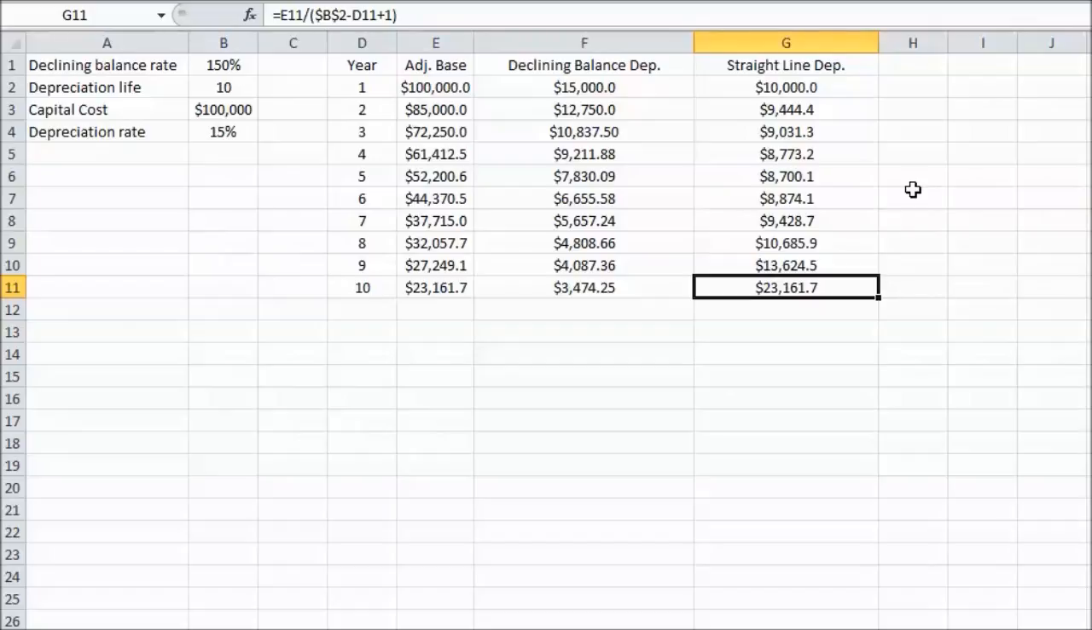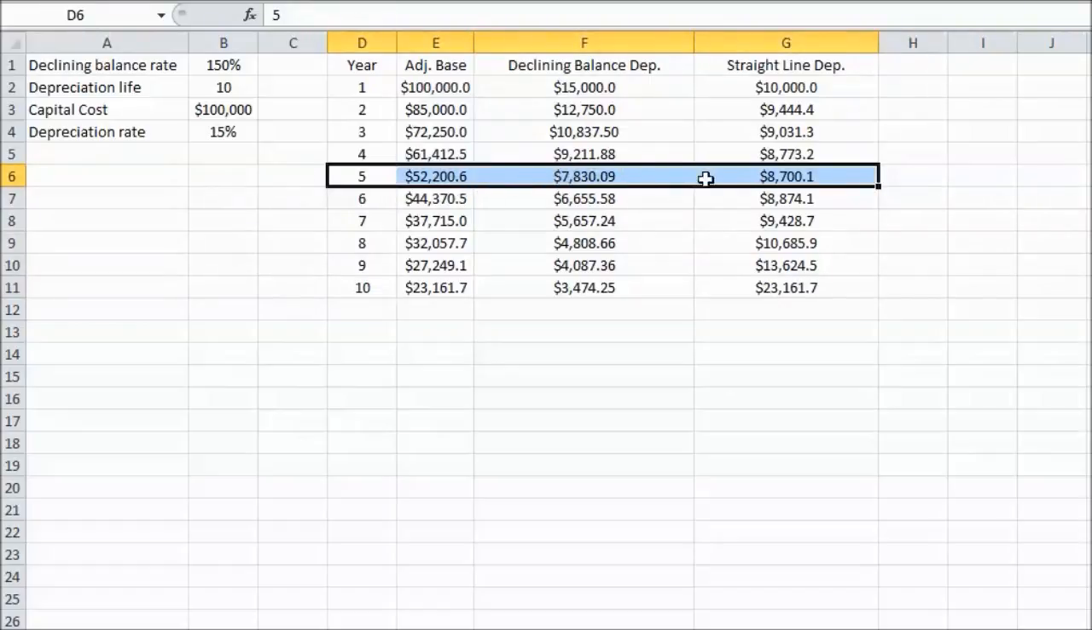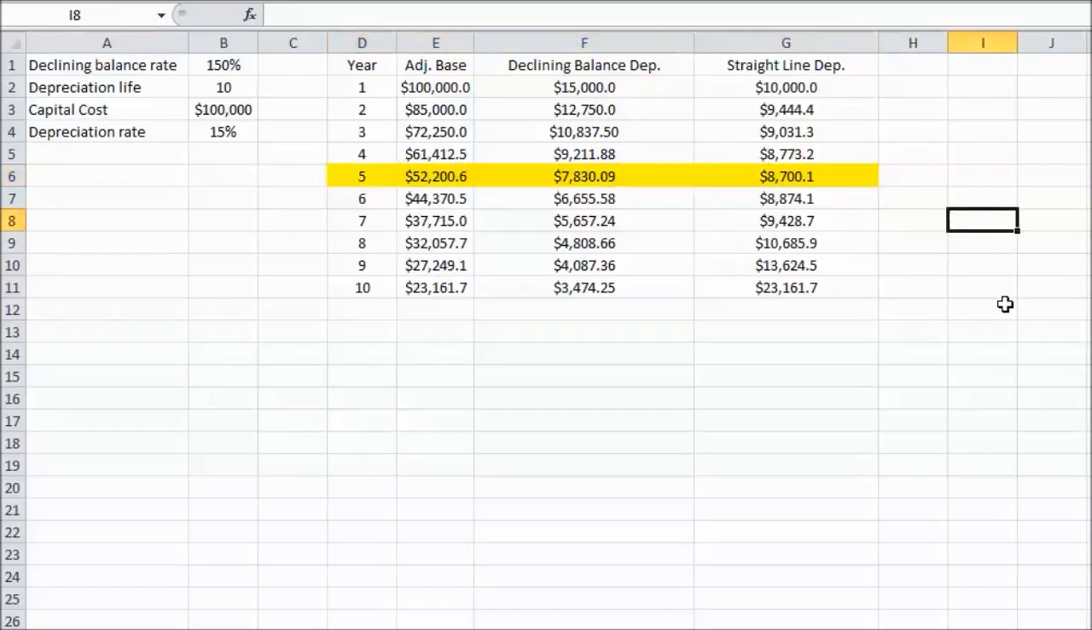The next step is going to be comparing this column with this column. The earliest year that the straight line depreciation method gives me higher depreciation than the declining balance is the year that I have to switch. As we can see here, year 5 is the first year that the straight line is higher than the declining balance. So I will just highlight this.